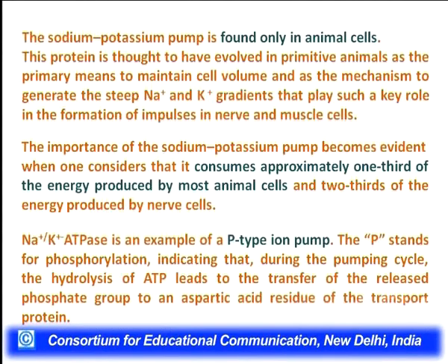Sodium potassium ATPase is an example of a P-type ion pump. Now what does this P-type ion pump mean? The P stands for phosphorylation, indicating that during the pumping cycle, the hydrolysis of ATP leads to the transfer of the released phosphate group to an aspartic acid residue of the transport protein. So when we went through the mechanism, we saw that when ATP hydrolysis occurs, the phosphate group is moved to the transport protein itself.